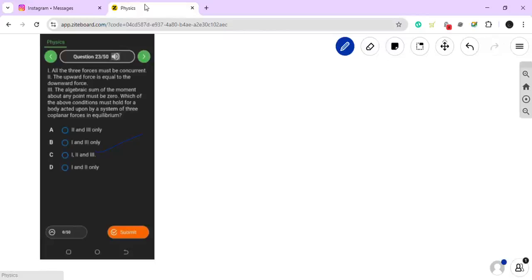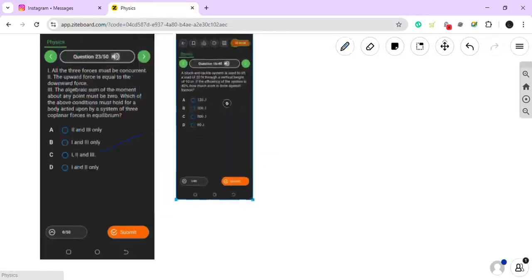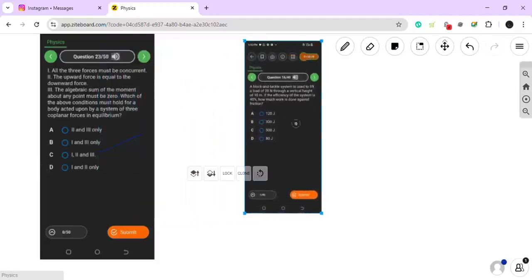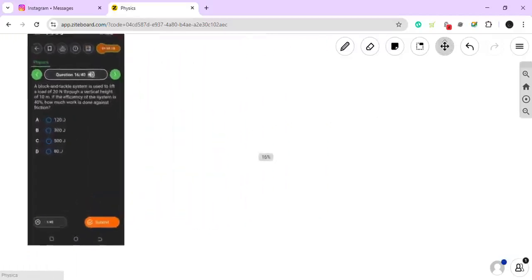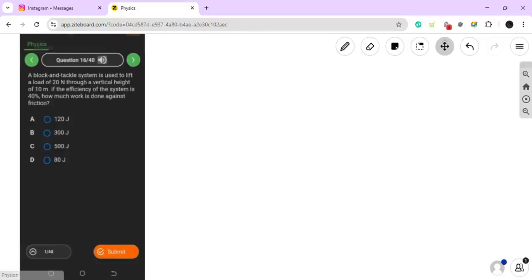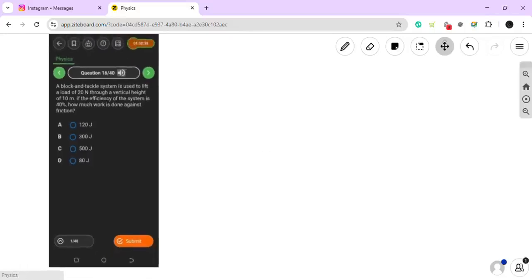So let's check another one. Okay, it's loading. Alright, so it has loaded. Let me bring it here. Alright, so now don't forget I used to tell you that the first thing you need to know is where this question is actually coming from. So this particular one is coming from machines, right? But this is a block and tackle system.